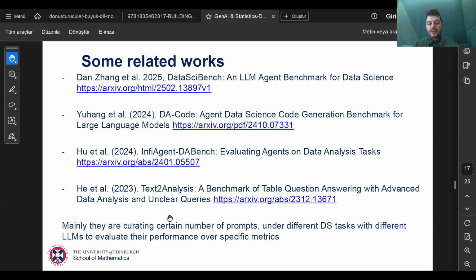These are some examples that I created. Mainly, all of them look at a certain number of specific prompts, with different difficulty levels, across different data science tasks, and try to evaluate the performance of different LLMs by looking at individual metrics. But of course, it might change depending on the data science task, whether I'm interested in data pre-processing, data visualization, or model interpretation.